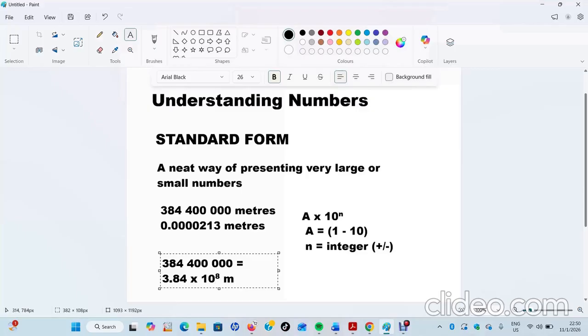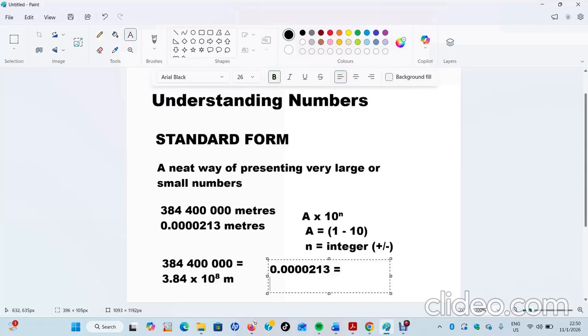So you simply count. Remember we said our a must be between 1 and 10. So this means we want our a to be 3.8 or 3.84. Then we counted the numbers. There are 8 digits after 3. So our power, that n, becomes 8.